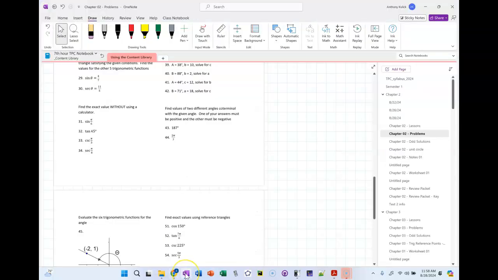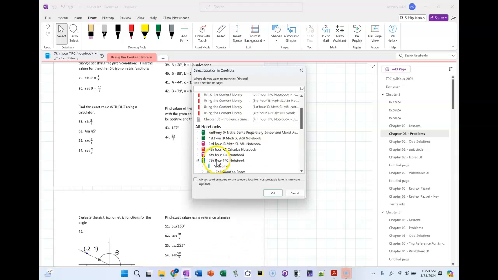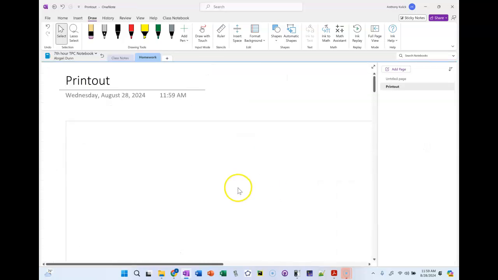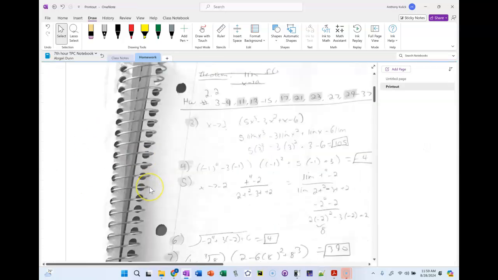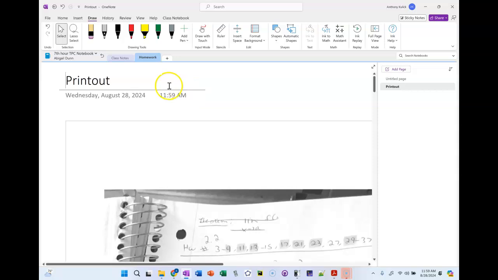It'll open up OneNote if it's not already open, and it'll give you this pop-up that asks you, where do you want to put this thing? So I go down to my 7th hour notebook, and maybe, Abby, I'm going to use you for a demonstration. I click on my name and pick the homework option and hit OK. And splat, right in there, beautiful, all in one place. I would just go to the top here and change the name of it from printout to chapter 2 problem set 1 or whatever it is.